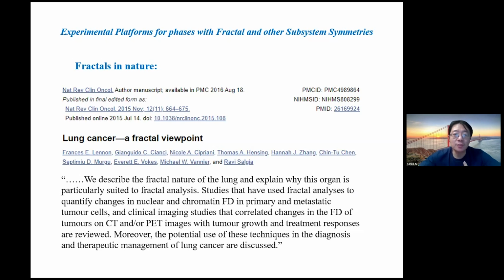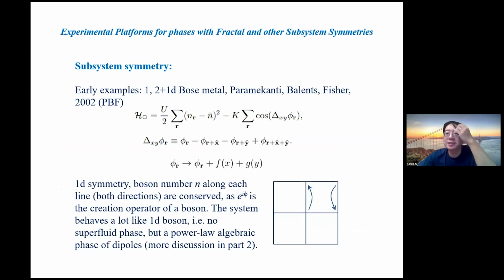Okay. So let's get back to condensed matter systems. It turns out that in condensed matter systems, the models which have a spontaneous fractal structure are, in general, something with subsystem symmetry. So fractal symmetry is actually an example of subsystem symmetry.